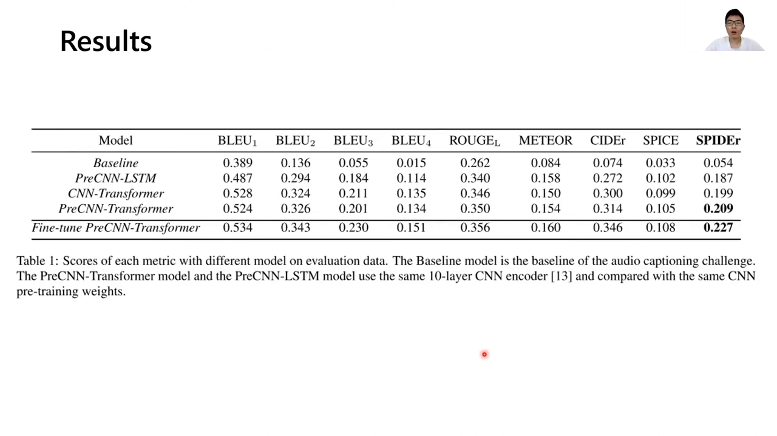The table shows the scores of each metric with different models on evaluation data. In all metrics used, a higher score indicates better performance, and the results are mainly compared by SPIDEr score, which is the mean of the CIDEr score and the SPICE score. The baseline model is the baseline of the DCASE audio captioning challenge. The CNN transformer is the model proposed in our paper. And the pre-CNN LSTM uses an LSTM decoder with attention and the pre-trained CNN encoder from the pre-training stage.